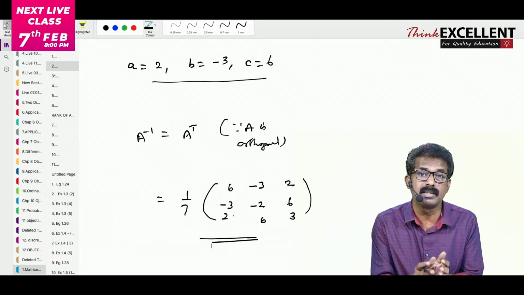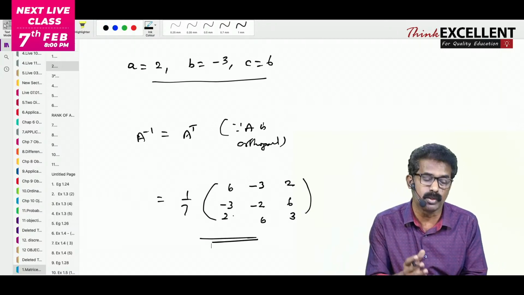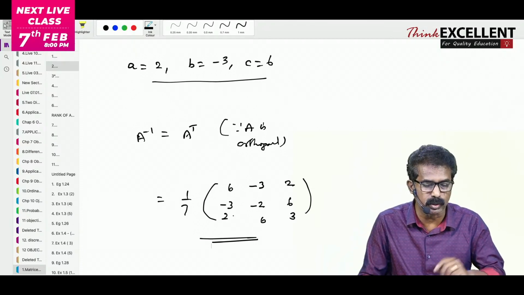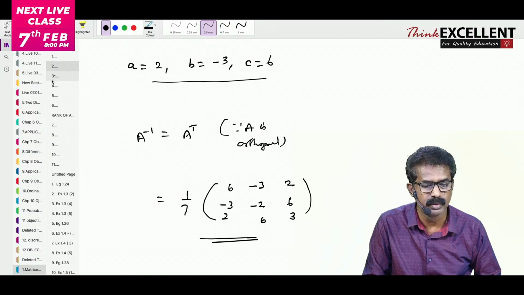So because they said it is what? Orthogonal. Orthogonal கொடுத்ததனால A inverse is equal to what? A transpose. So you can find the answer directly.